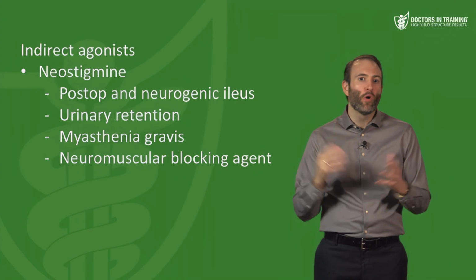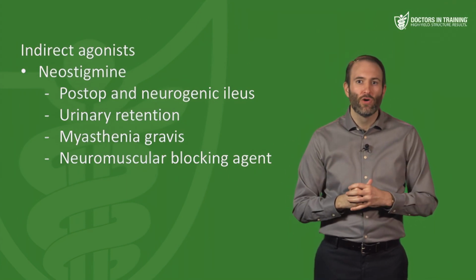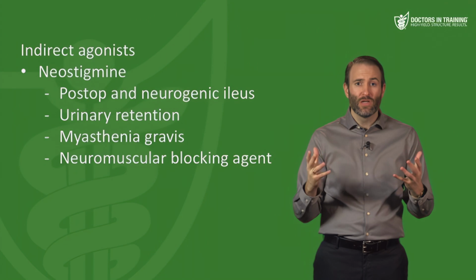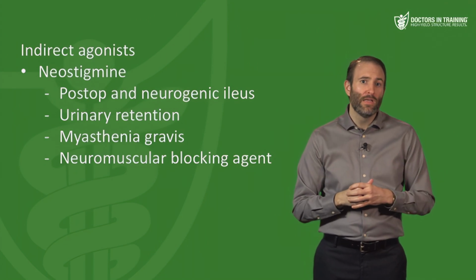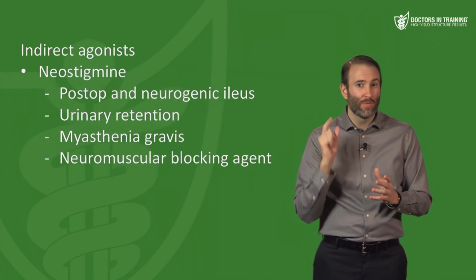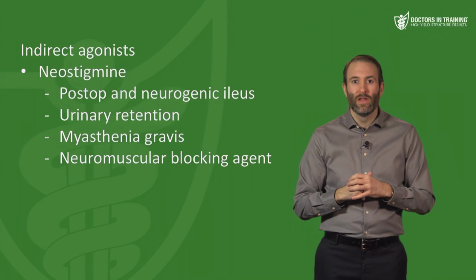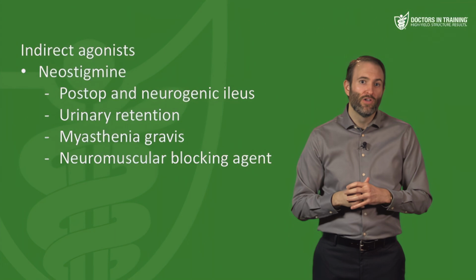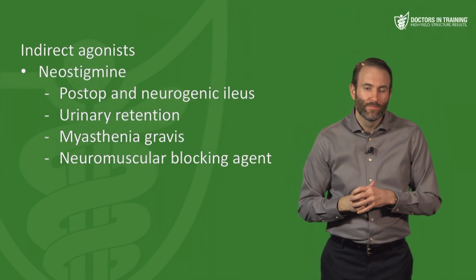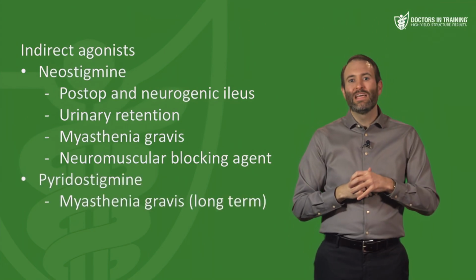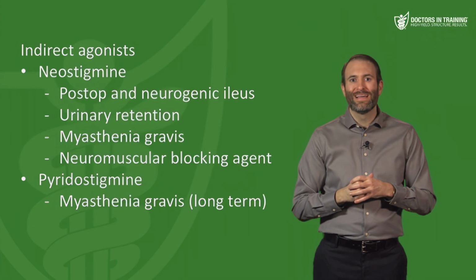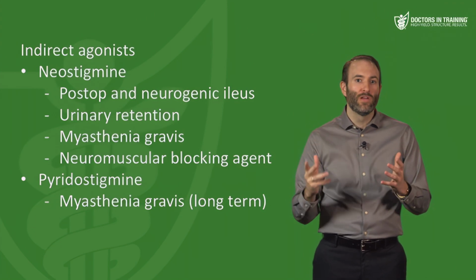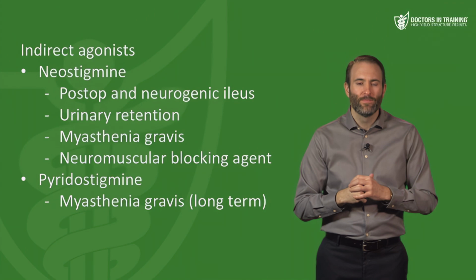Neostigmine, that's used in post-op and neurogenic ileus and urinary retention. Kind of like bethanechol. It's also used in the treatment of myasthenia gravis, and we'll talk about myasthenia in more detail in just a minute. It's also used to reverse the effects of neuromuscular blocking agents that are used in anesthesia. Next, we have pyridostigmine, and pyridostigmine is used for myasthenia gravis for long-term treatment. Again, we'll cover this in a little bit more detail in a minute.